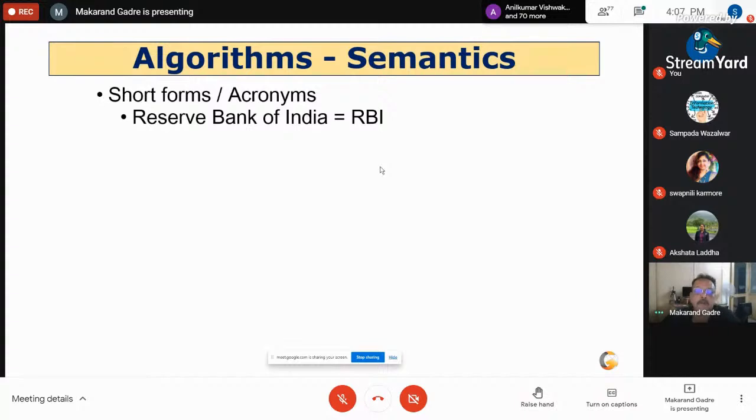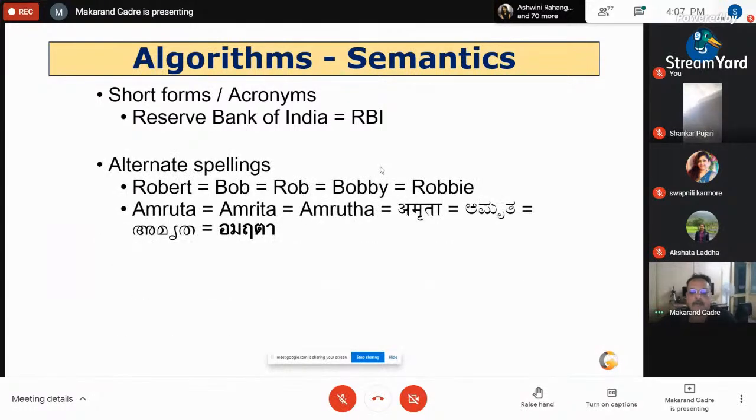How does the computer know? Your one transaction says deposit into Reserve Bank of India. Other says received from RBI. Oh, they're the same bloody company. Now this becomes very interesting. And this is one of the biggest areas of natural language processing.